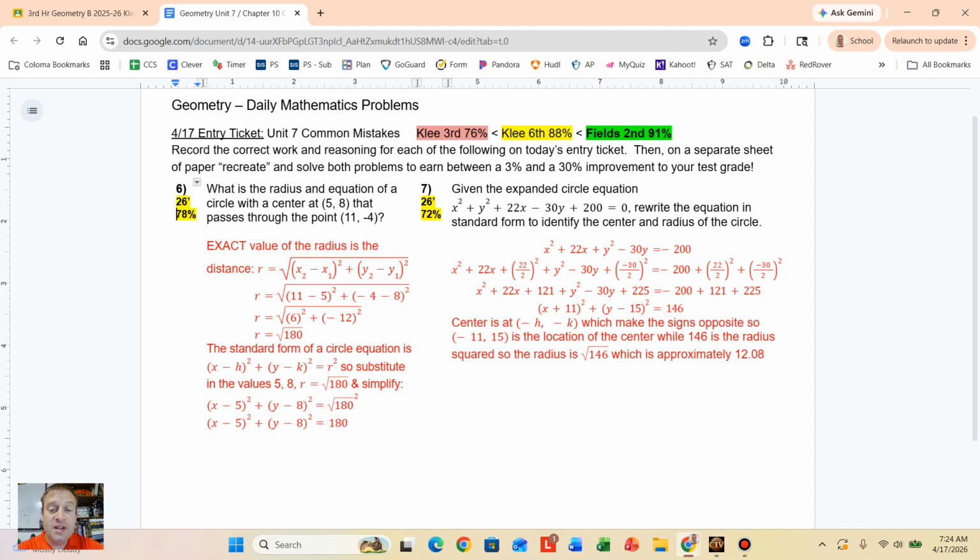So please recreate these two problems. Just swap out the numbers, do your best to solve them, turn them in the basket on a separate sheet of paper after the entry ticket is done, and make your test grade go up.